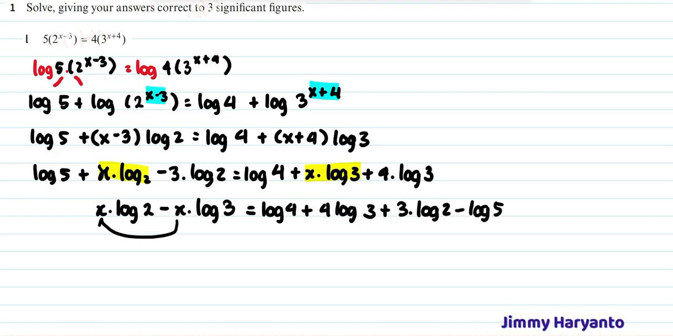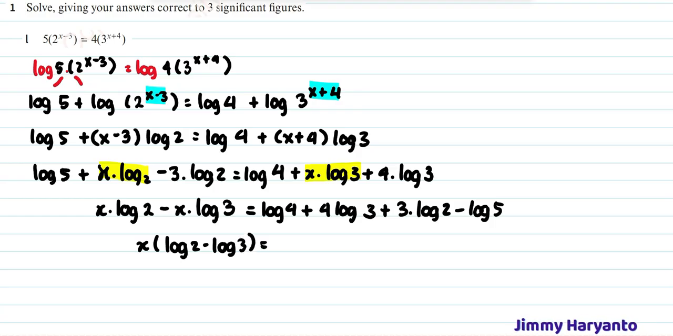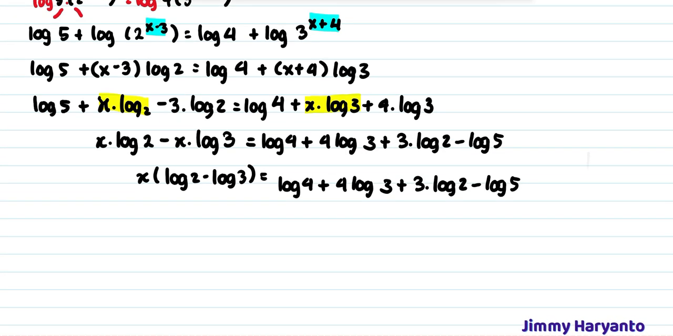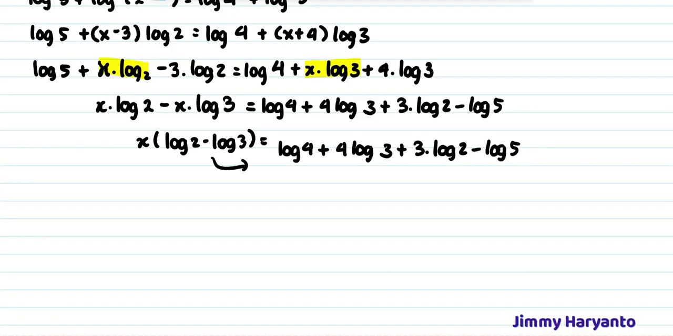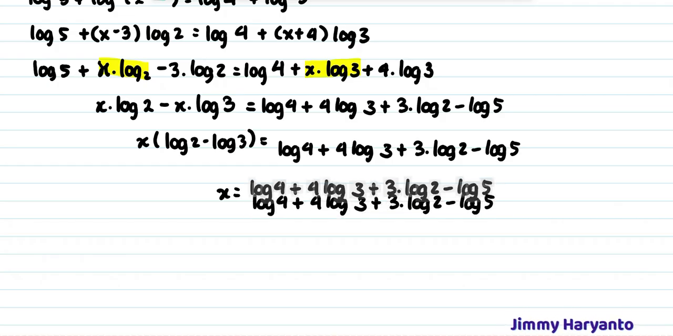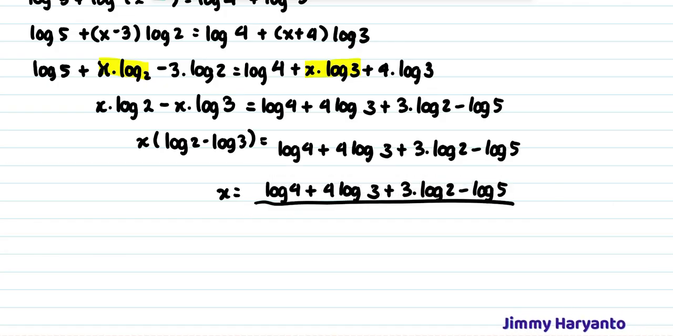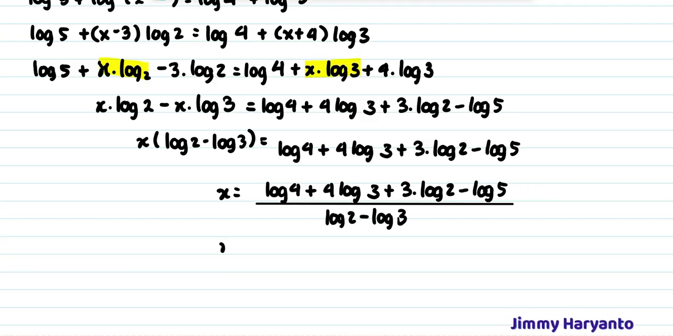And then we have x right here, we factorize it like this: x open brackets log 2 minus log 3 equals, you don't have to do anything for this one, just copy it like this. And then you move this, so x equals this one divided by log 2 minus log 3. Let me calculate it, and the final answer is negative 15.4.